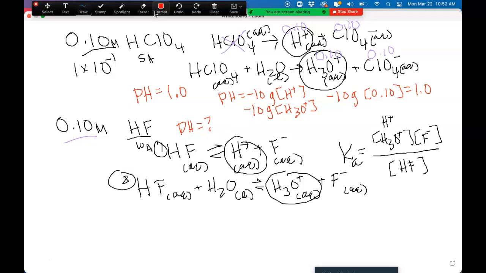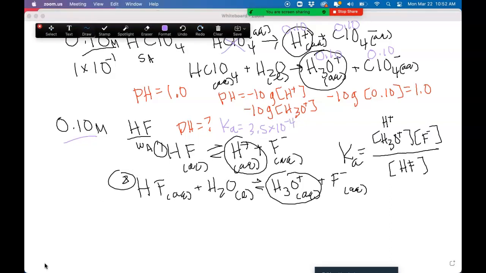Oh, you need the Ka value for this problem. You would have to either have it be given, or you'd have to look it up in a chart. I think if I remember correctly, the proper one is this. Give me 1 second, guys, please.